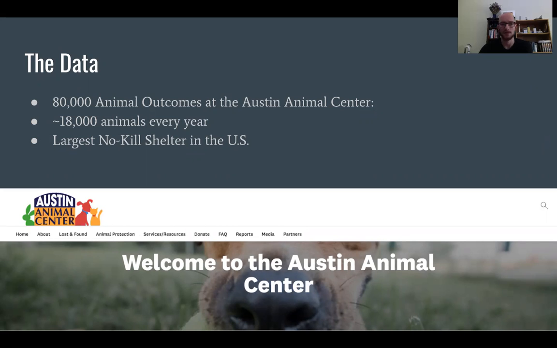They process about 18,000 animals every year. And this data set had roughly 80,000 rows of data. So each row of data was an animal outcome and the associated intake information for that animal. So for example, it might be a kitten that was taken in, it was 2 months old on intake. It would have, if it was healthy or not, if it had a name or not, and all sorts of data about this animal, and then the associated outcome, which is what we're trying to predict with this model.